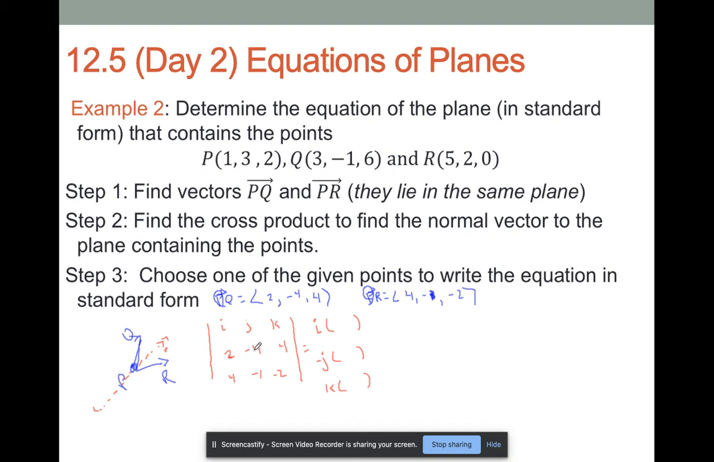So it's I times 8 minus negative 4, negative J times negative 4 minus 16, and K times negative 2 minus negative 16. So the normal vector... now you remember why that 20 is positive, right? We went through the derivation of why the J is negative in the previous video.